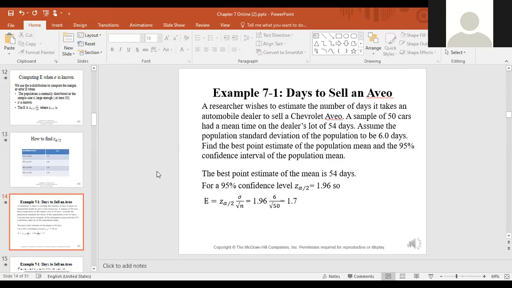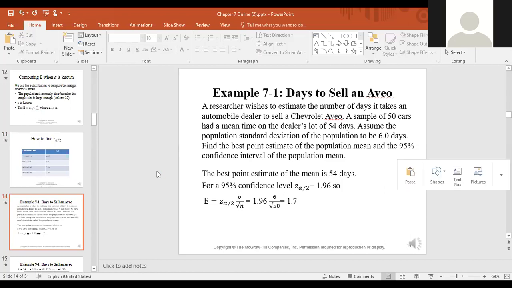Here we have the choice, either we use data or we use statistics, because we are given the statistics, which are the sample mean, the sample size, and the population standard deviation. We will just fit these values into the calculator. The population standard deviation here is 6. The sample mean is 54. The sample size here is 50. The confidence level is 0.95. And then you calculate.